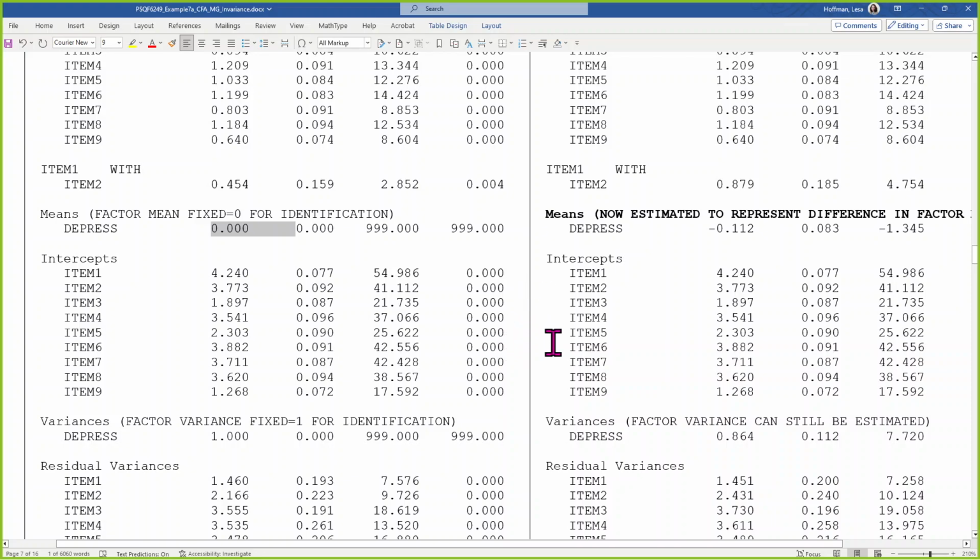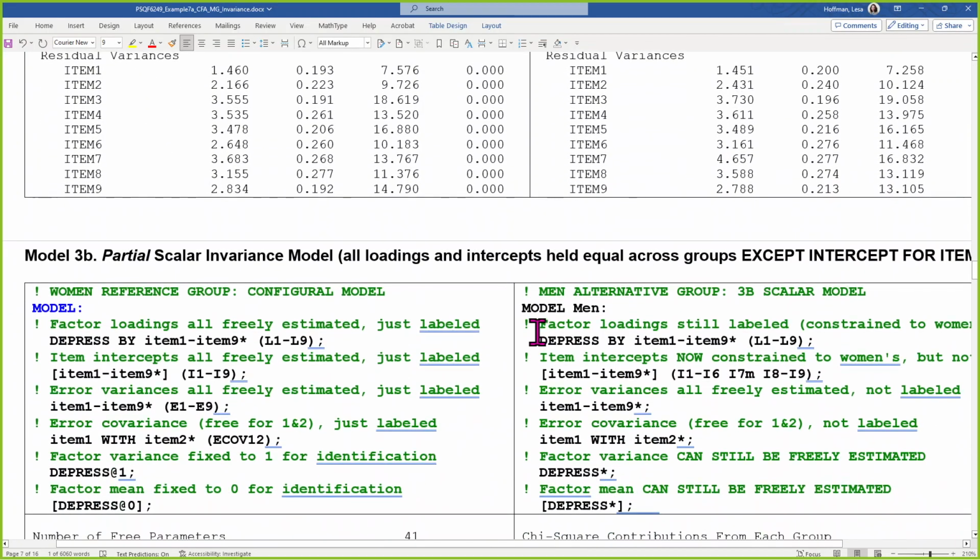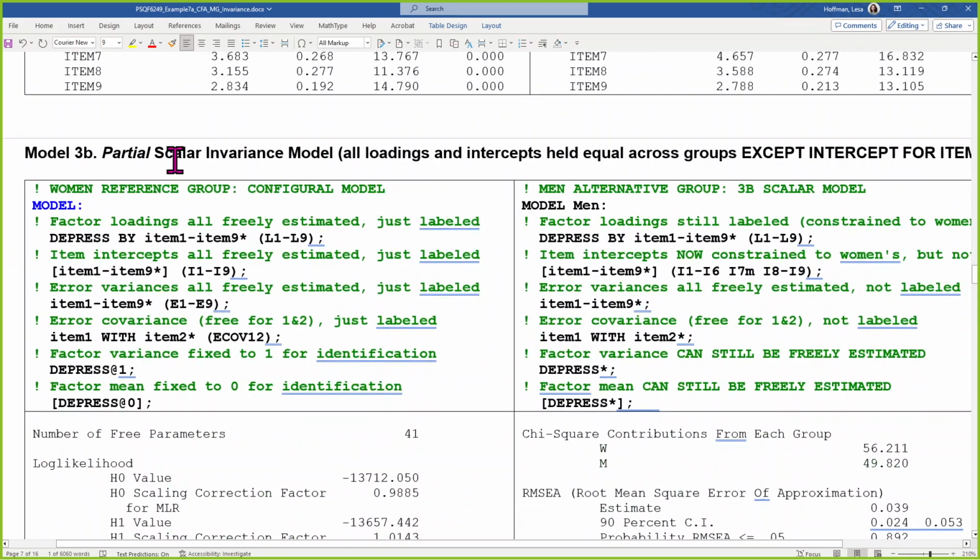We still have 8 items that we can hold together with. So when you decide to let some of the constraints go, but not all of them, based on the modification indices and other indices of misfit, that's called partial invariance. Everyone agrees on that term. Everyone agrees that partial is partial, but not everyone agrees on how partial it is. So as a guiding principle, you want most of your parameters to be invariant. Most. The more that aren't, the harder it gets to defend this idea that it is the same factor across groups. We'll see that in the next example, actually.